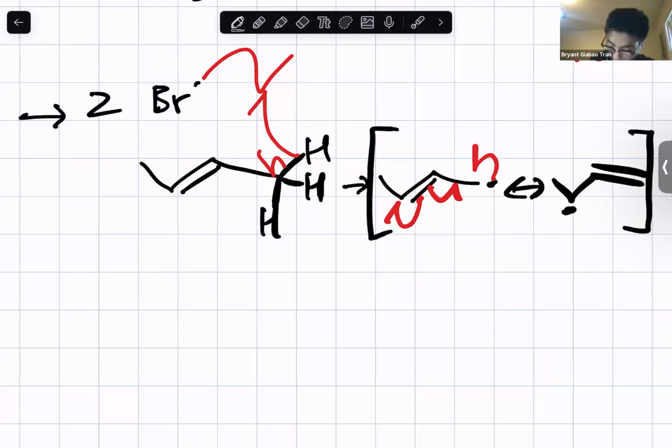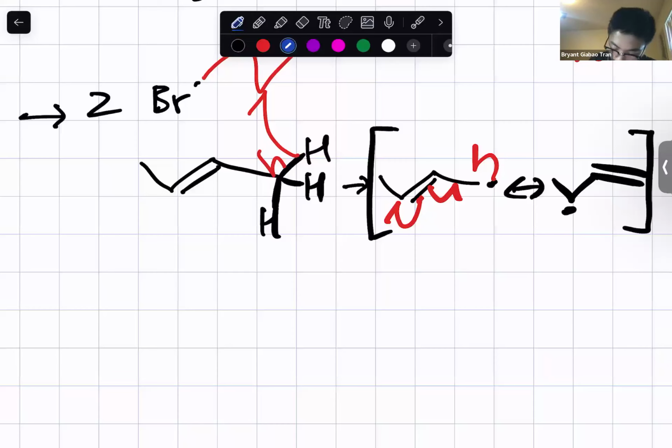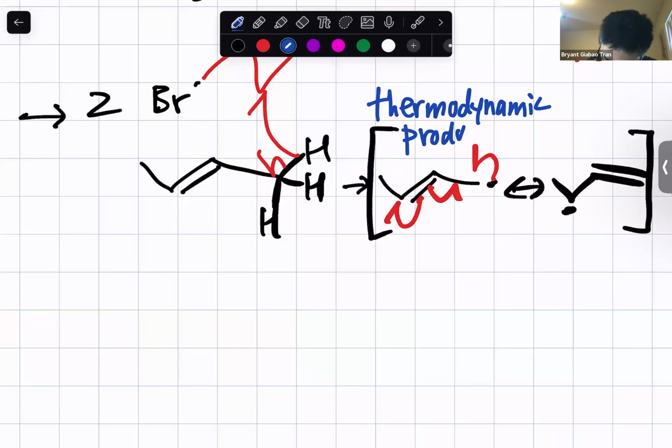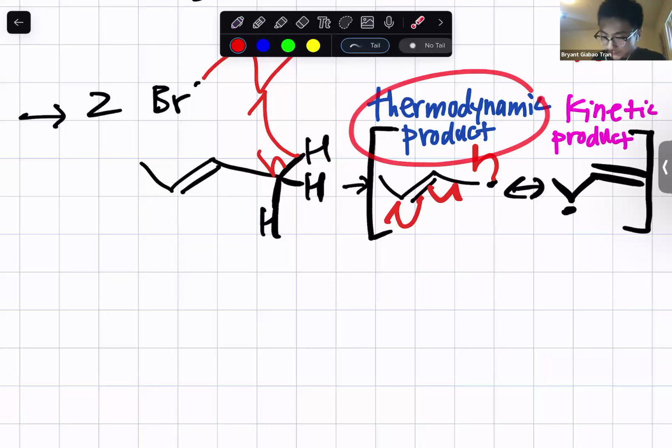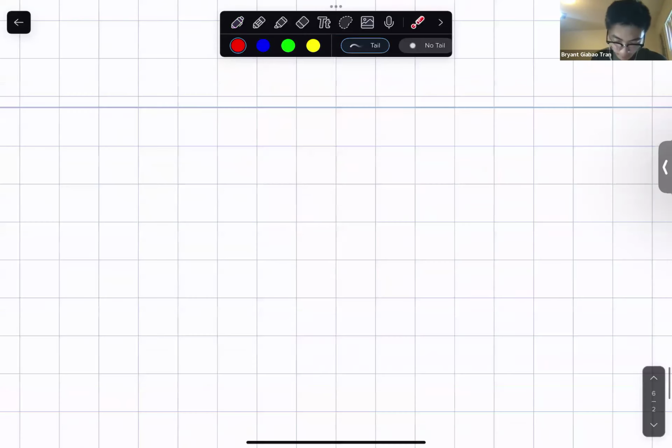We know that this double bond right here is more stable than this double bond because this is a di-substituted double bond. This is a mono-substituted double bond. This intermediate here will give us the thermodynamic product. And this here will give us the kinetic product. And this concept here is important for future reactions. Let me make that more clear on the next page.